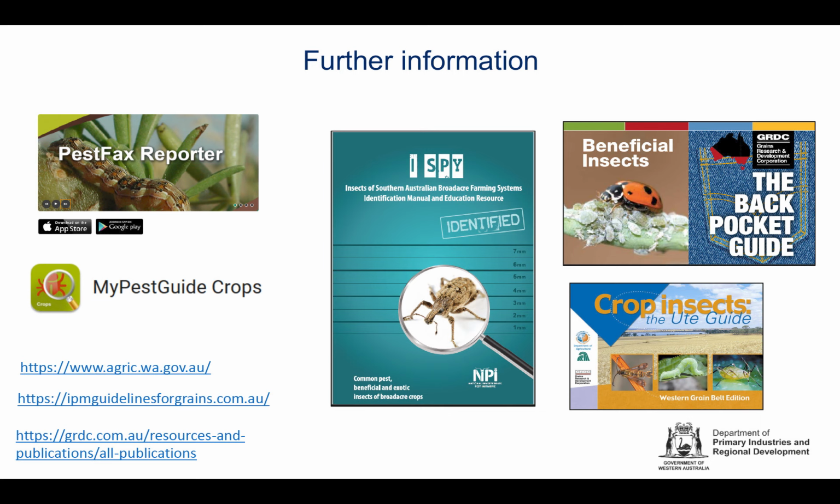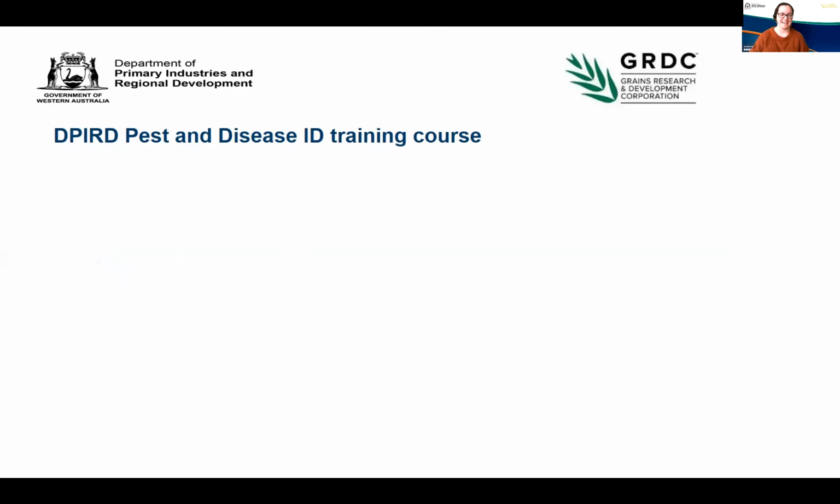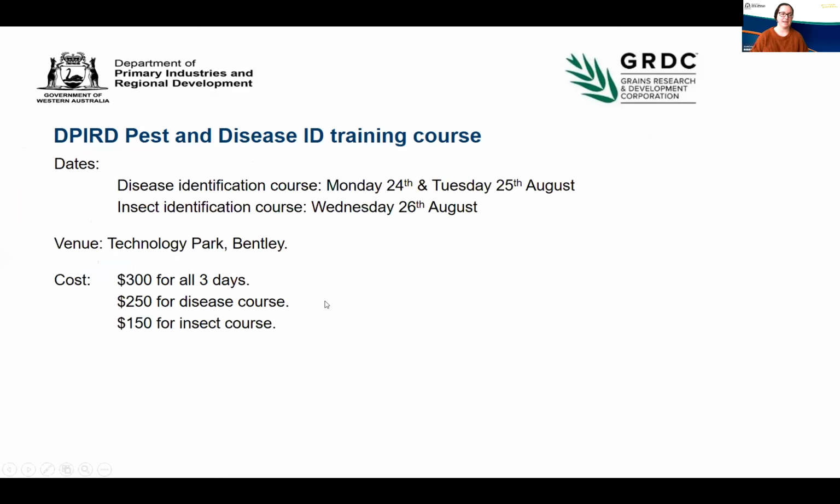I'd just like to mention that DPIRD is planning on trying to run its in-person pest and disease ID training course. The dates are Monday through to Wednesday, the 24th to 26th of August. There's a plant disease identification component and an insect identification component. And it's just an opportunity to get really hands-on learning, looking at samples from the field, looking in the microscope, and of course, all the COVID regulations will be enforced during this training course.